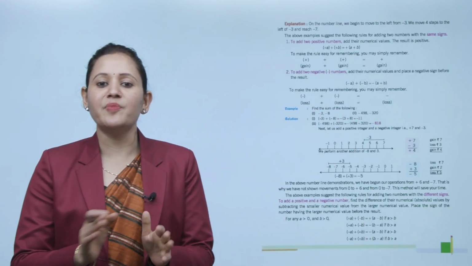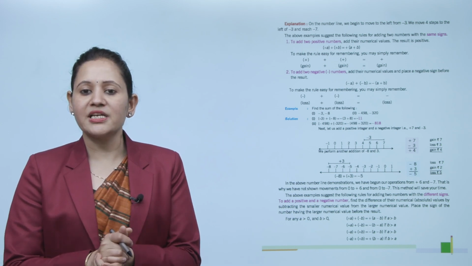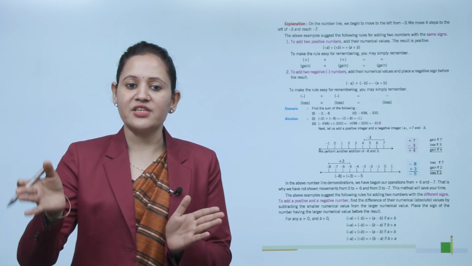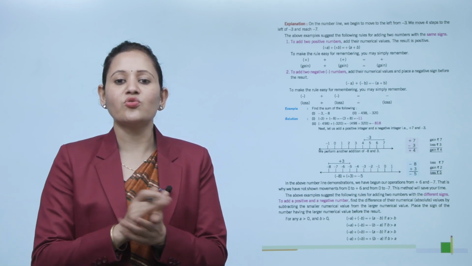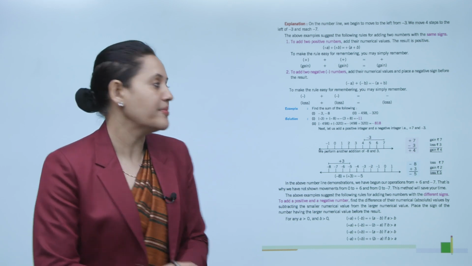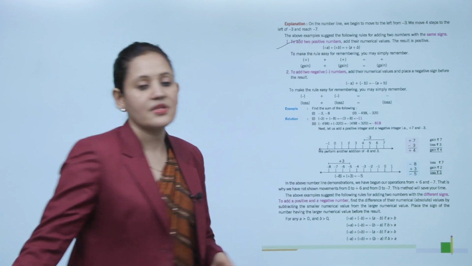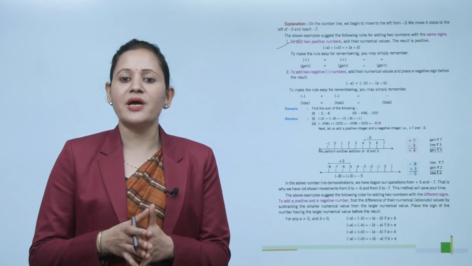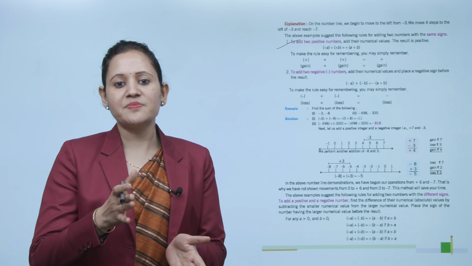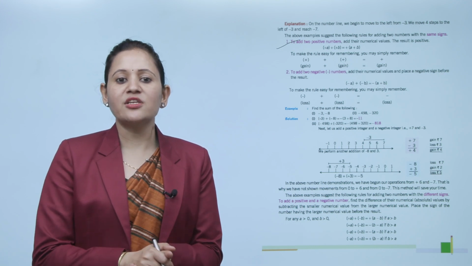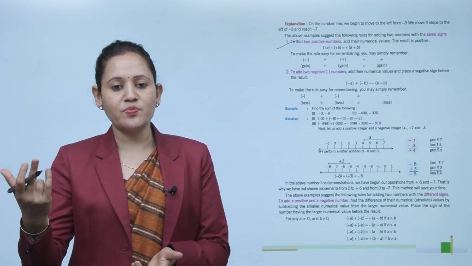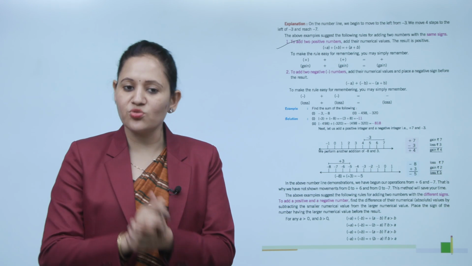Explanation. On the number line, we begin to move to the left from -3. We move 4 steps to the left from -3 and will reach -7. The above example suggests the following rule for adding two numbers with the same sign. First, to add two positive numbers: if we add two positive numbers, we add the numerical values and the result is positive. Plus a plus plus b is equal to plus a plus b. To make the rule easy to remember, you may simply remember plus plus equals plus, meaning gain plus gain equals gain.